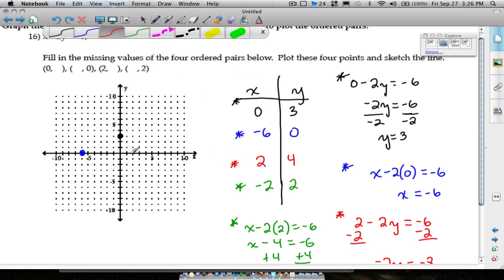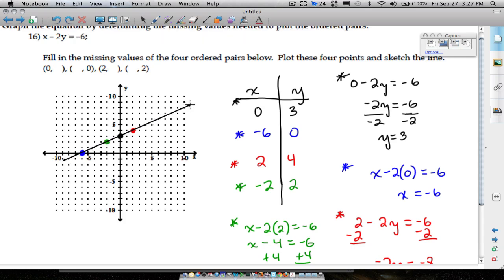2, 4, so 2, and then 1, 2, 3, 4. I'm liking it so far. Notice these dots are staying on a line. And then negative 2, 2. So negative 2 up 2. Very good. Looks nice. All 4 of these dots will stay on the same line. So that will look something roughly like, I'll just start right there. Something like that. There's our line.